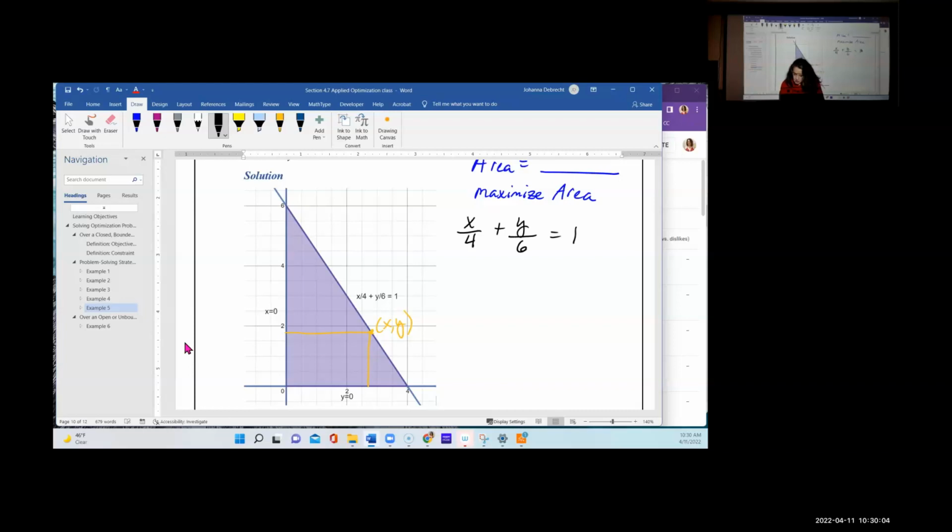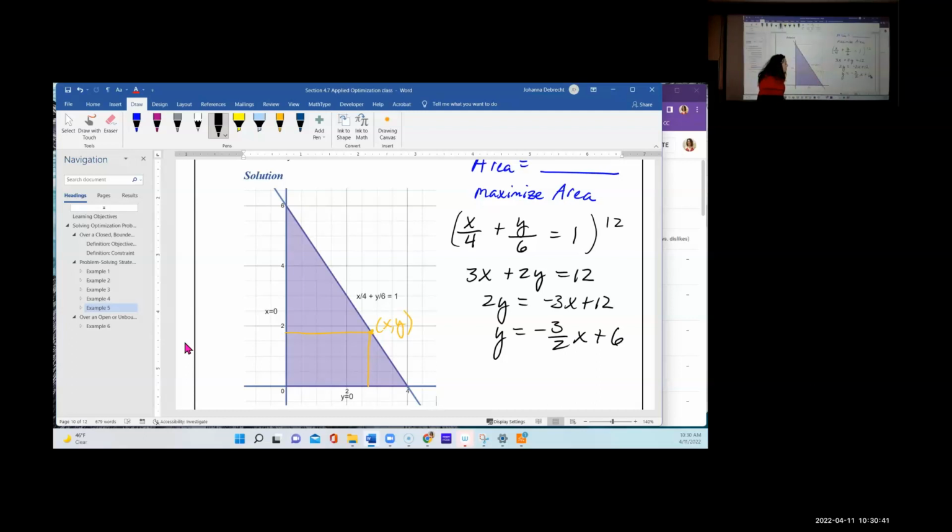So one of the things I might do is multiply both sides of the equation by 12. So if I multiply both sides of the equation by 12, then I can get rid of the denominators 4 and 6. So this would give me 3x plus 2y equals 12. And then I can solve for y by moving the 3x to the other side. And then I can divide by 2. So this is negative 3/2 x plus 6. So that's the equation of the line in slope intercept form.